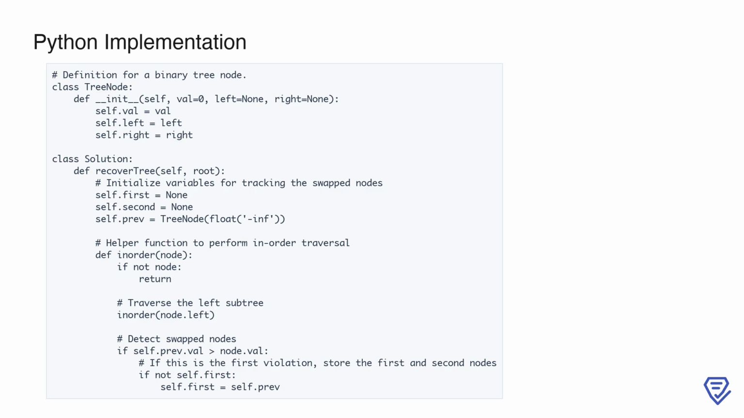Inside recoverTree, we define a helper function called inOrder, which performs an in-order traversal of the tree. This traversal is crucial because, in a valid binary search tree, the in-order sequence of node values should always be sorted in ascending order. The function first checks if the current node is null and, if so, simply returns. Otherwise, it recursively traverses the left subtree.